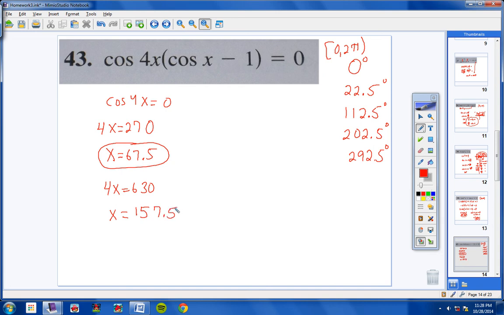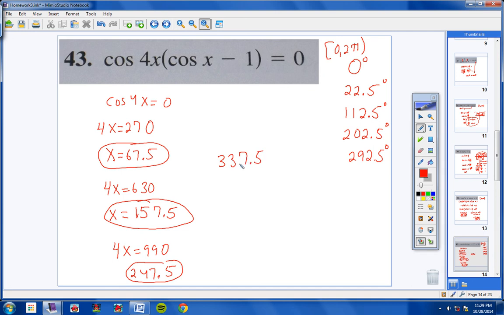I'll do one more just to make sure. Alright, let's take 630 right here, and let's add 360 to it. 990. Now divide both sides by 4. We get 247.5. Okay, look, every time you can see we've added 90 over and over. So I'm going to add 90 again, and we'll get 337.5, which of course does fall in our domain.